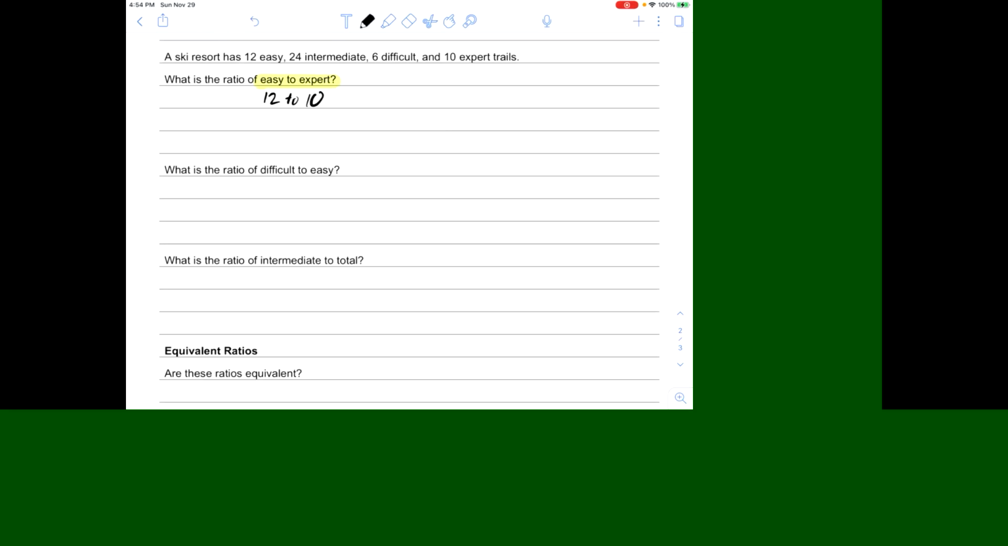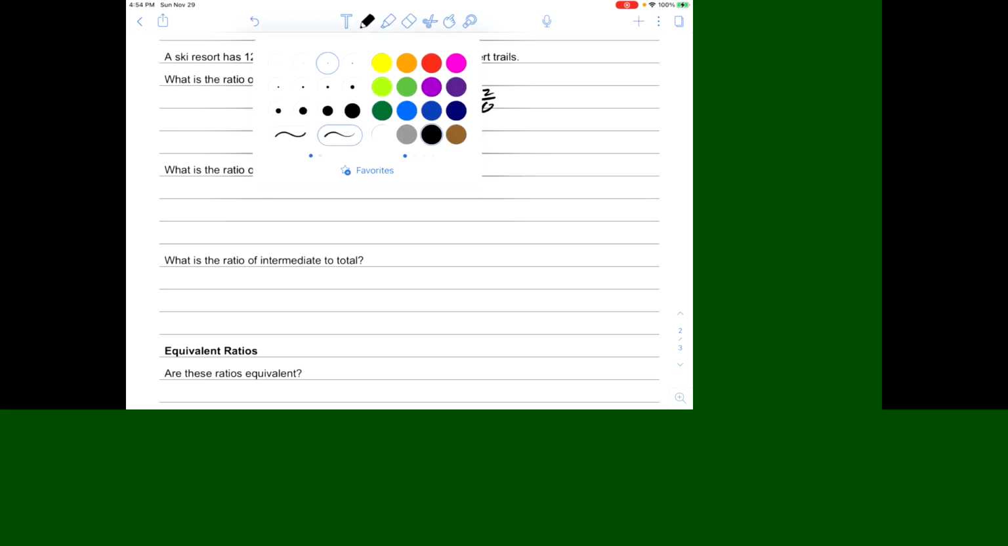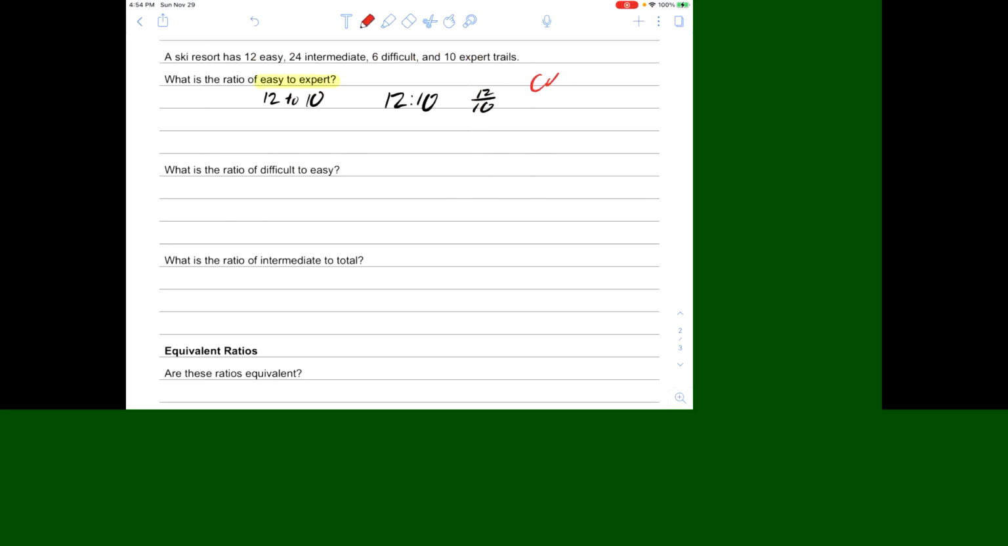So I could write that as 12 to 10, or as 12 colon 10, or as 12 over 10. Now, once I write it as 12 over 10, I immediately see that this looks like an improper fraction. And one thing that's really important about ratios is that they can be simplified. And in fact, we usually want them to be simplified.